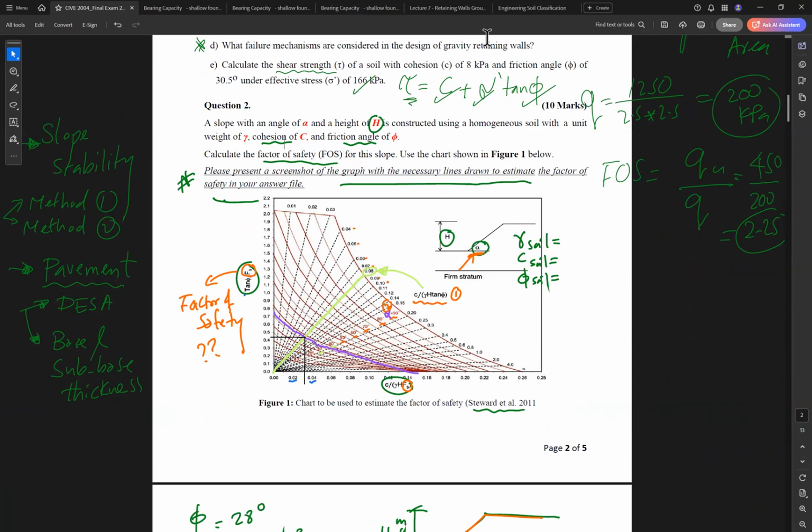That makes me feel less stressed. Less stress or more stress? No, less stressed, because at least now you know what's going to be in the exam and what's going to be cut down. Yeah, that's good.